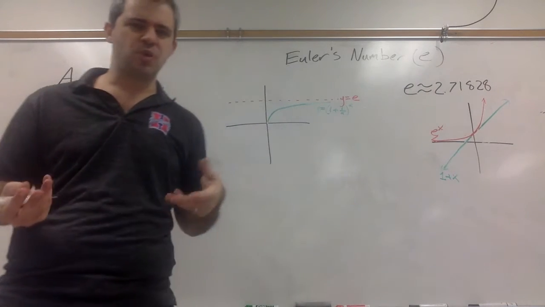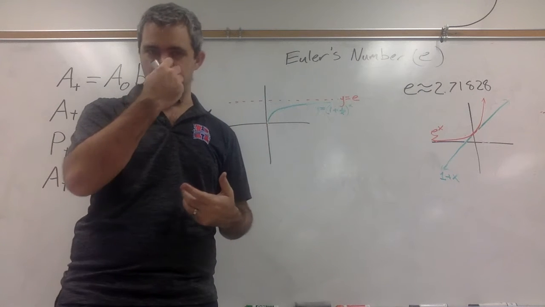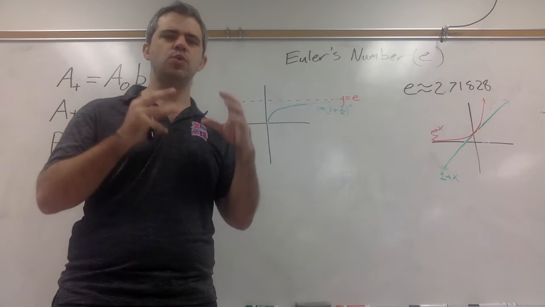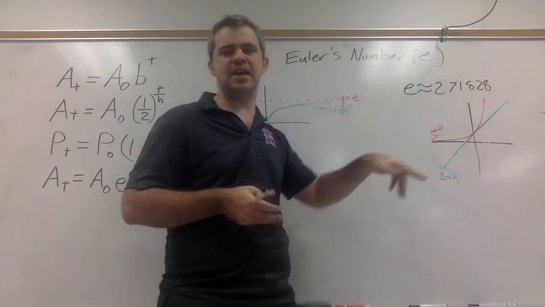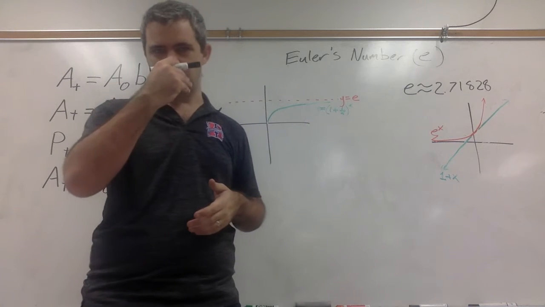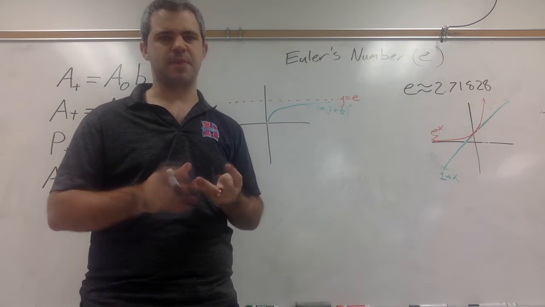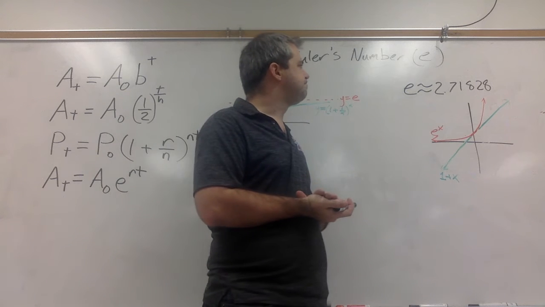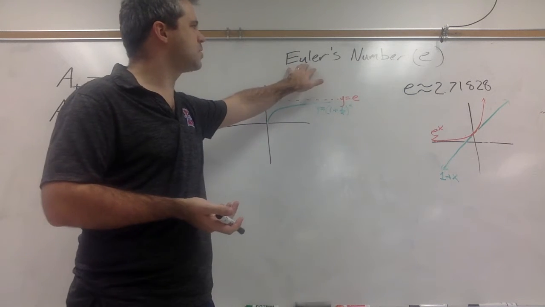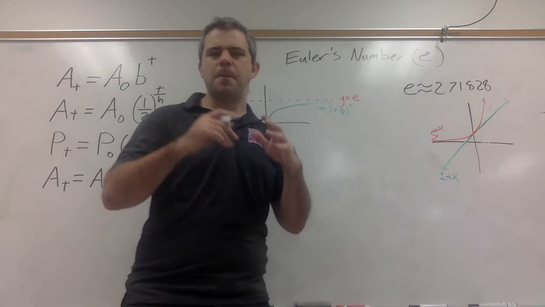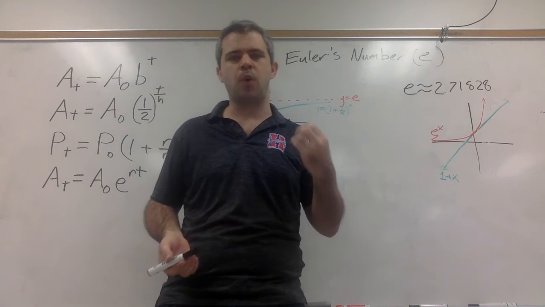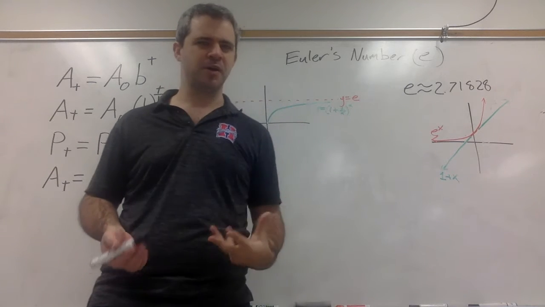So, anytime you see e, you can basically replace it with this value. You shouldn't have to. There's a button in your calculator. Whenever you type a lowercase e, pretty much any calculator is going to know what you're talking about. Okay, so this is Euler's number. Now, why do we care? What's so important about this weird number?